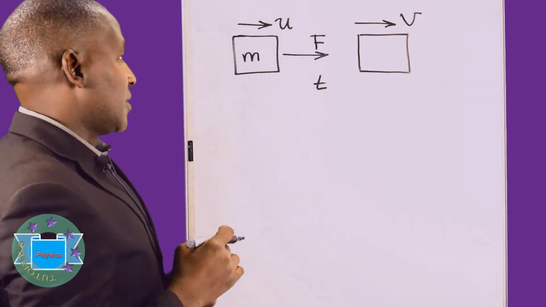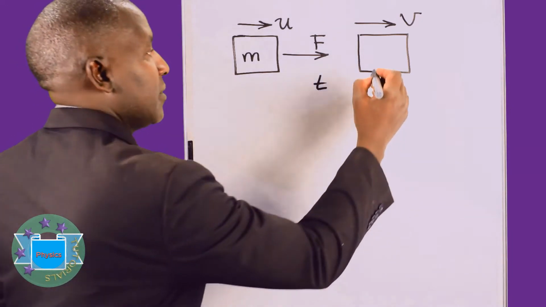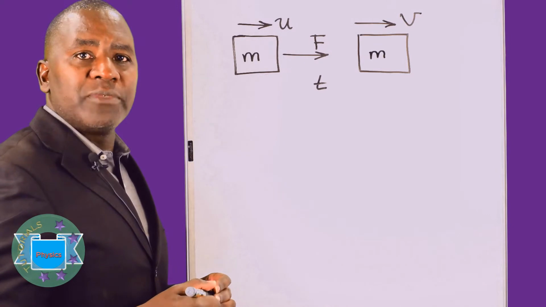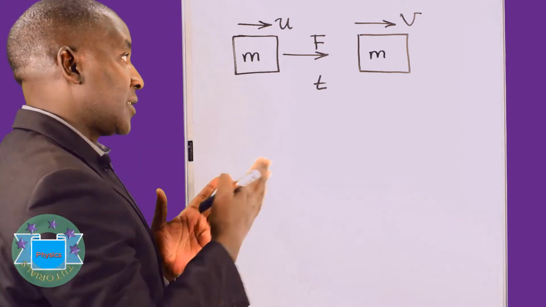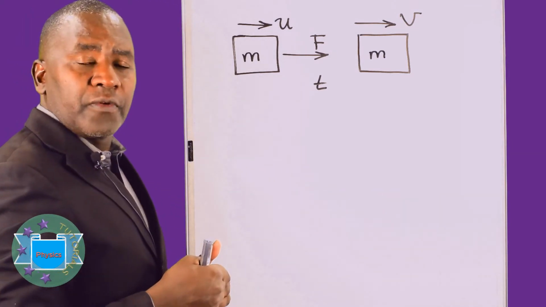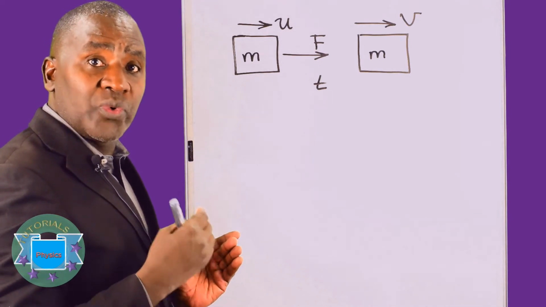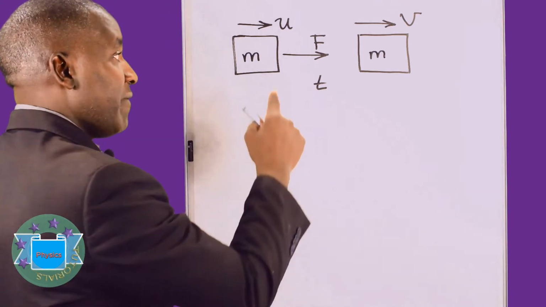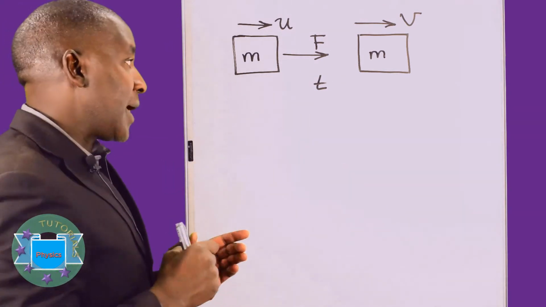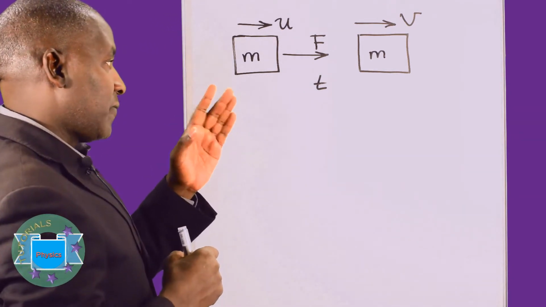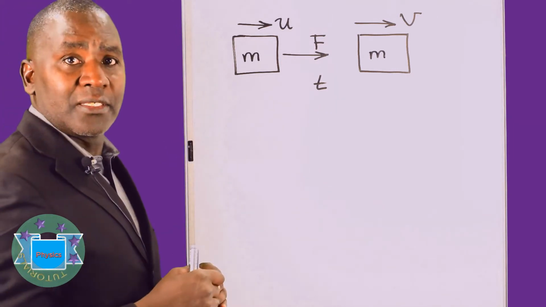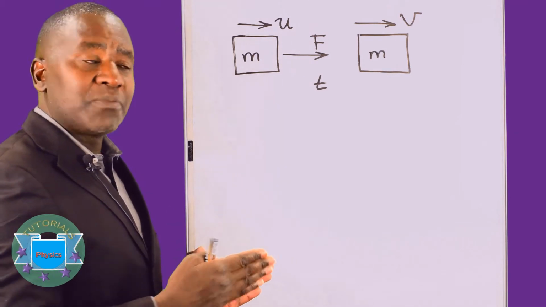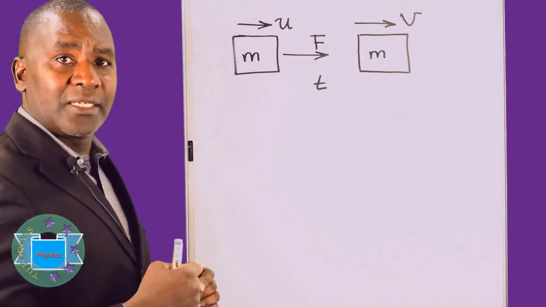We have an object, m. It may be a car. It may be any other object out there where we can exert an external force. For example, for the car, the external force will be the driving force due to the engine. That driving force due to the engine acts on the car for time t, maybe 10 seconds, changing its velocity from, say, a velocity of 20 meters per second to 25 meters per second.